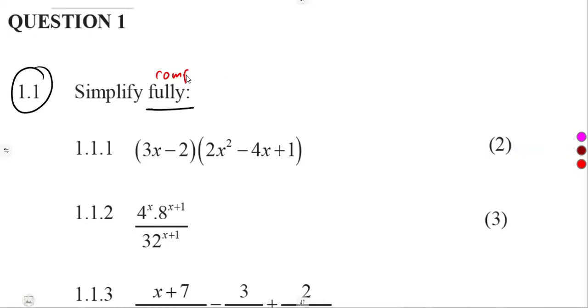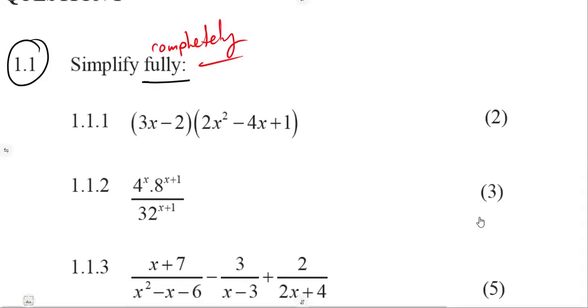On question number 1, quickly going through our questions, we were given to simplify fully, simplify completely, just like factorize fully, factorize completely. But here, it is not about factorization. It is about the simplification. The simplification is supposed to be done fully up to the last stage.